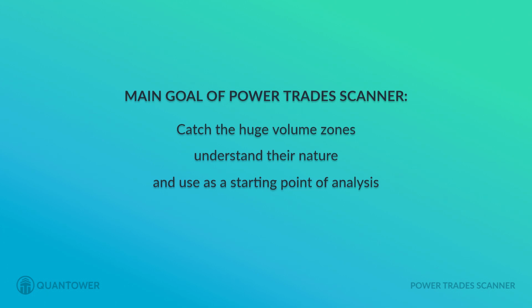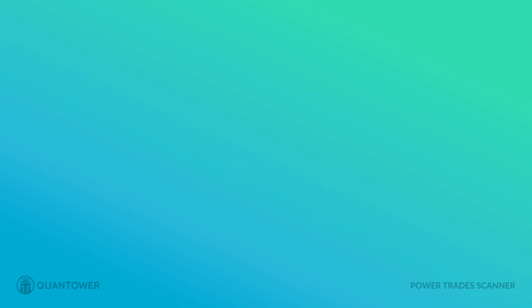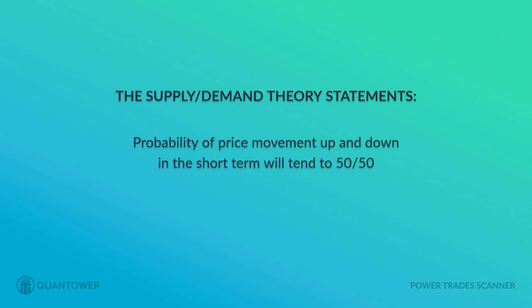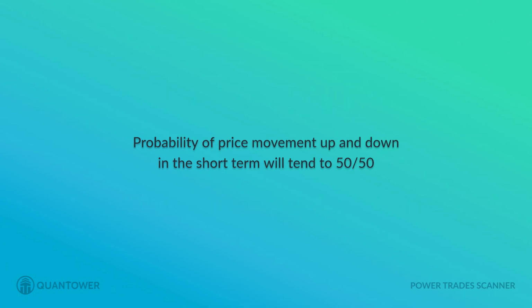But before we go ahead, we need to clarify a couple of basic points. As you see on the slide, there are two important statements. The first statement is that the probability of price movement up and down in the short term will tend to be 50-50 one way or the other. The second statement is that the price always moves towards the least resistance. So keeping these two statements in mind, let's think deeply about probability and clarify why it's 50-50.